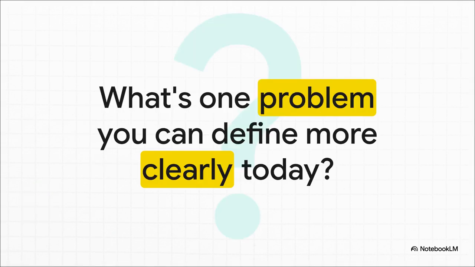So, I'm going to leave you with a direct challenge. Right now, think about that one project that's stuck. That one meeting that keeps going nowhere. What is it? Now, take these 6 steps and just try to define the problem more clearly. Give it a shot. I bet you'll be surprised at what you come up with.